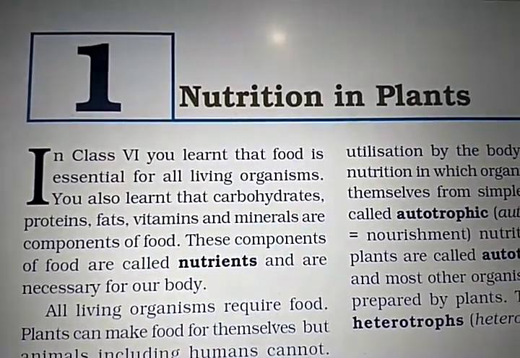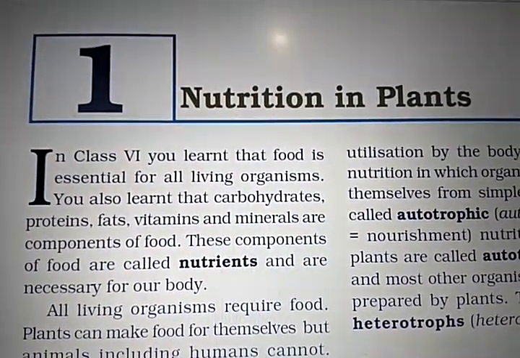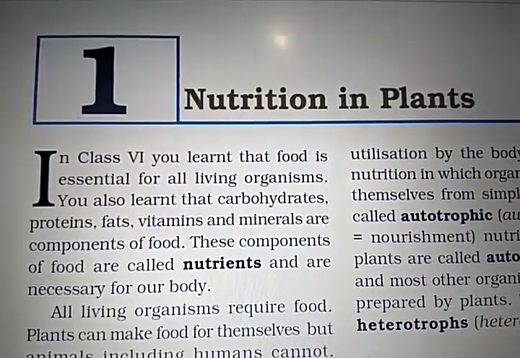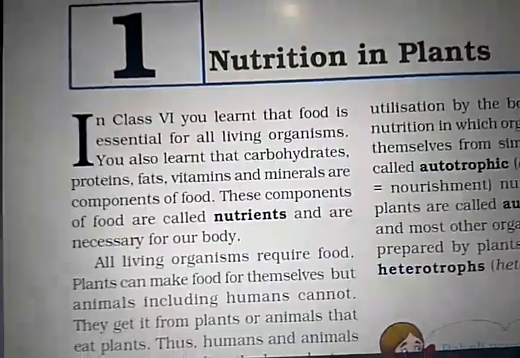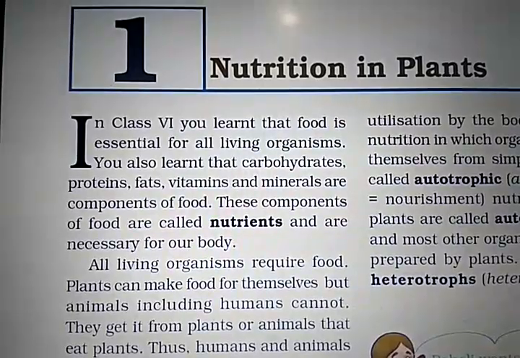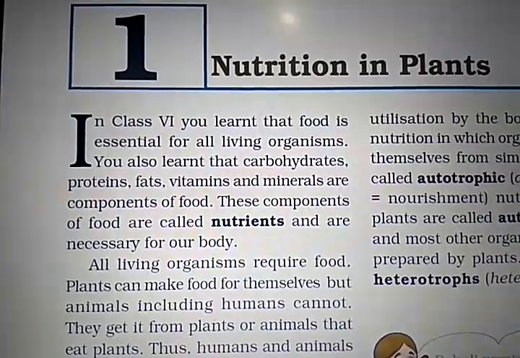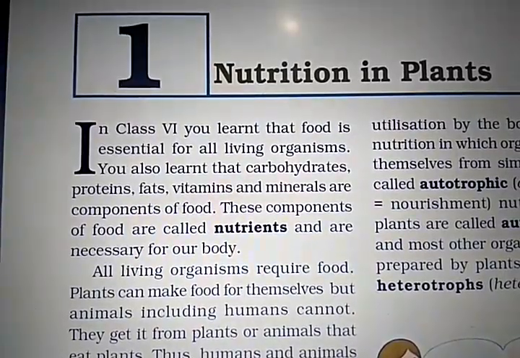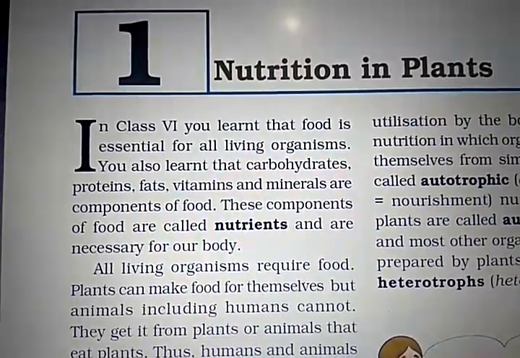Dear students, you have learnt nutrition in plants in your previous standard. The same chapter we are doing in our 7th standard. In class 6 you learned that food is essential for all living organisms. You also learned that carbohydrates, proteins, fats, vitamins and minerals are the components of food, and these components of food are called nutrients, which are necessary for our body.